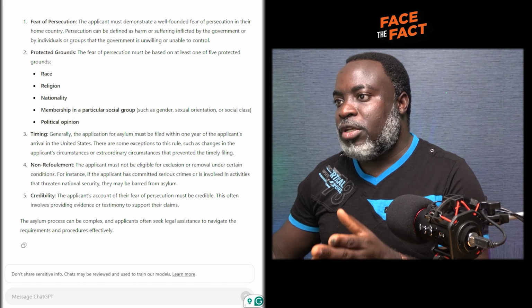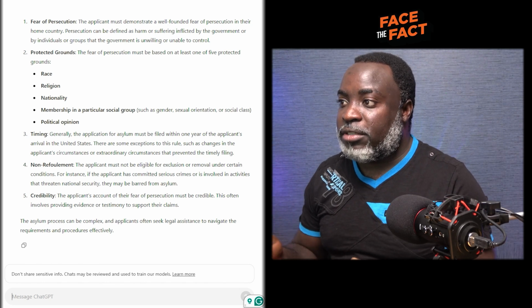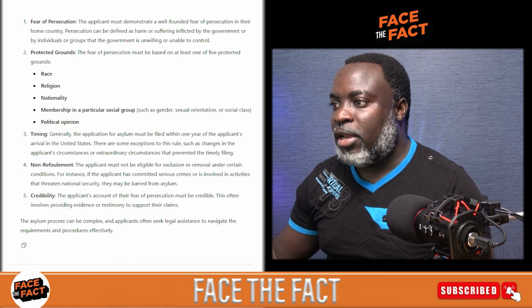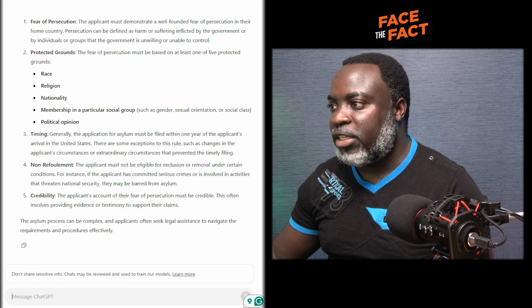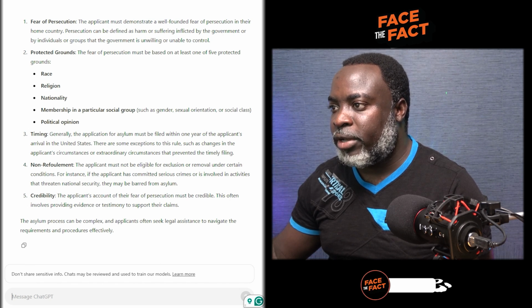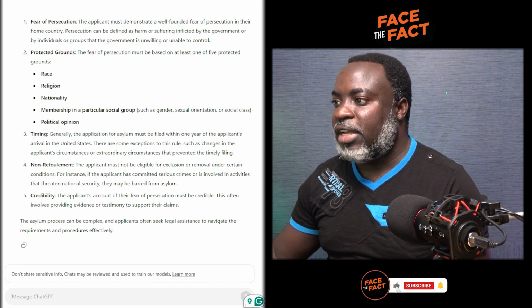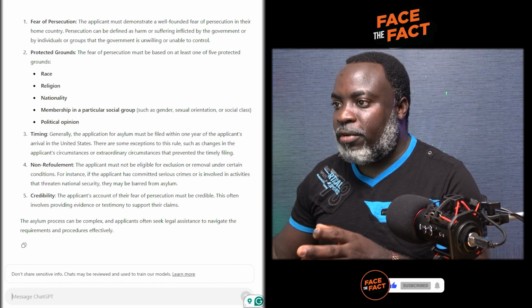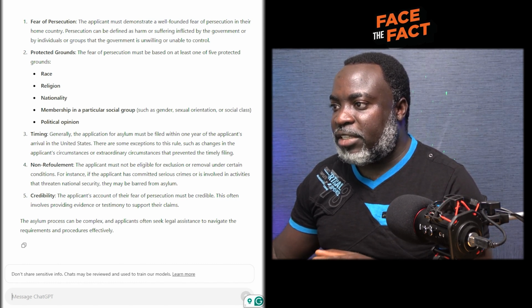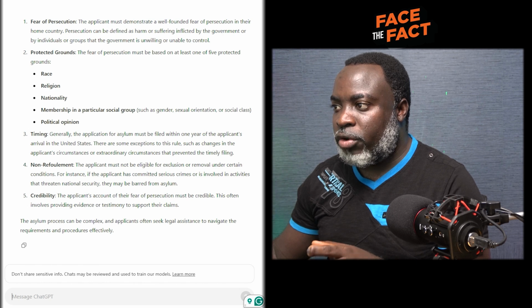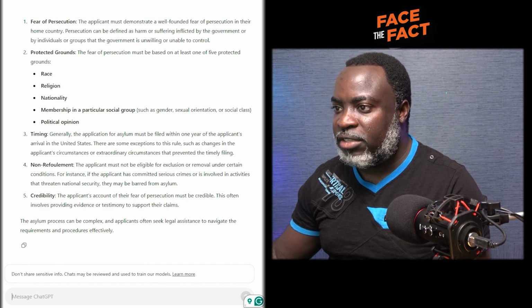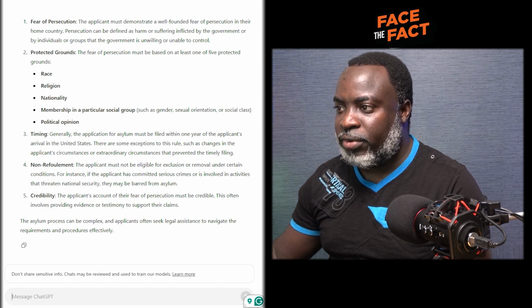Generally, the application for asylum must be filed within 1 year of the applicant's arrival in the United States. There are some exceptions to this rule, such as changes in the applicant's circumstances or extraordinary circumstances that prevented the timely filing. Okay, so non-refoulement. The applicant must not be eligible for exclusion or removal under certain conditions.